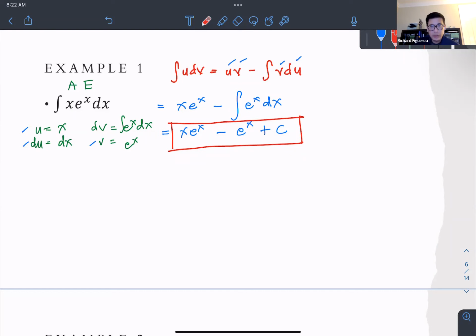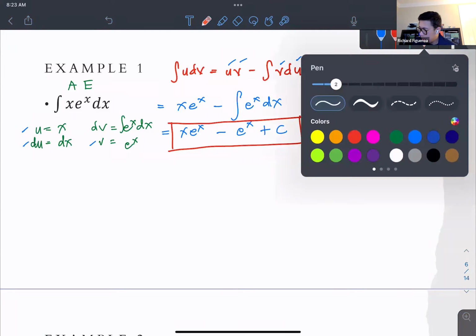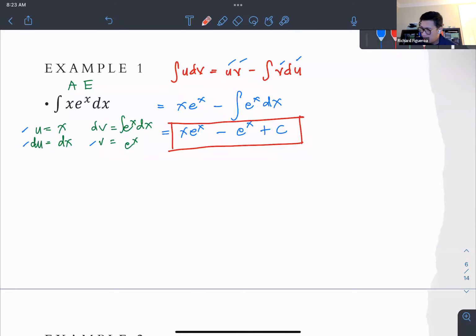So if you want to use tabular method, that would still be okay. Kahit mag-tabular method ka, ganun din. So how do we use the tabular method? So we just have X here. So ang U natin, it's X. And then ang DU natin, it's e^x. So we don't write the dx anymore. Pero if you want, pwede naman.